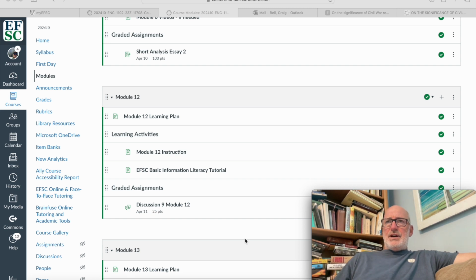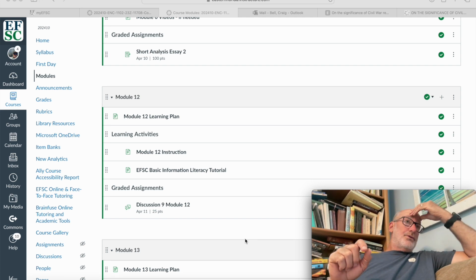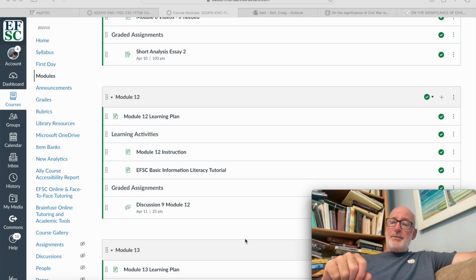So what I'm going to do today is make a couple of general comments about the essays and their due date, and then go through Module 12, and in that process go through the theme paper assignment, which requires you to get to the library. You can do that actually. You can go to the library, or you can go digitally.